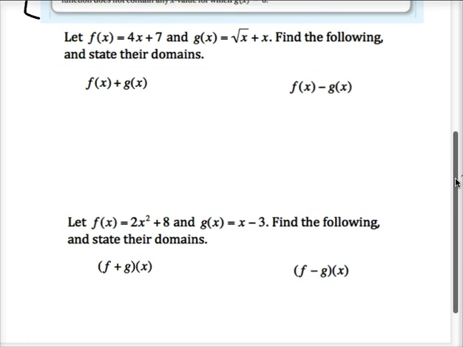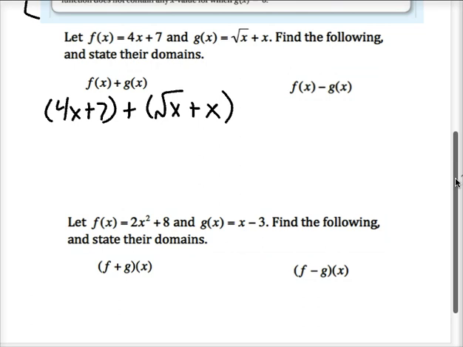So moving right in. What we want to do, we want to add these two functions together and then state their domains. So if I'm taking f of x plus g of x, that's going to be 4x plus 7 plus square root of x plus x. So if I'm adding these two functions together, really all I'm doing at this point is combining like terms.